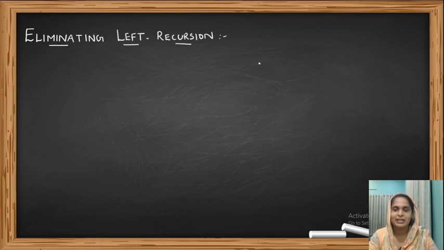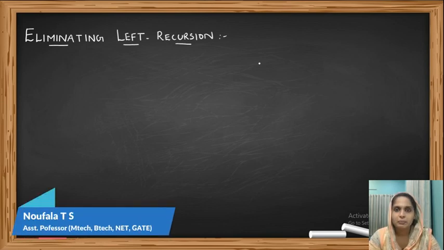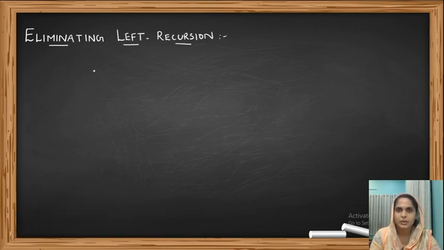In this video, let's learn how to eliminate left recursion from a given grammar. So, what do you mean by left recursion? Left recursion means if our grammar contains a production of the form A produces A alpha bar beta, then that grammar is said to be left recursive.